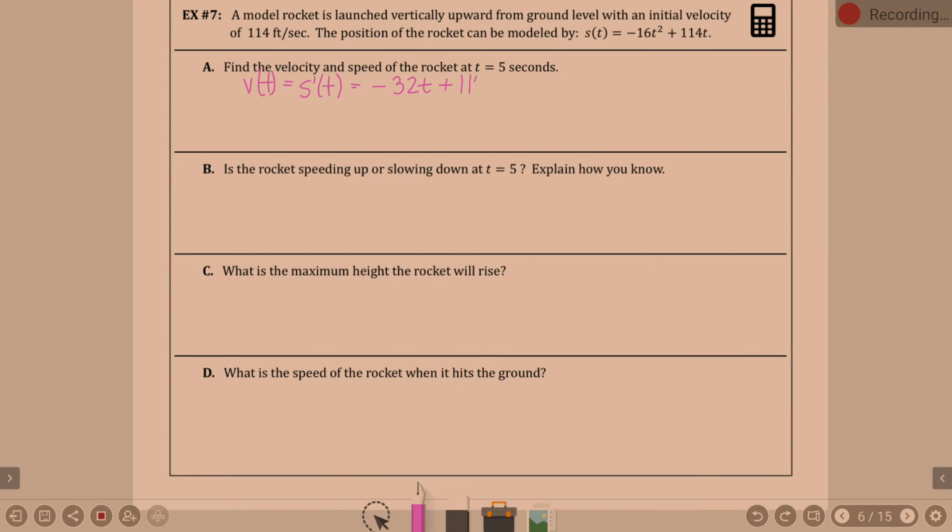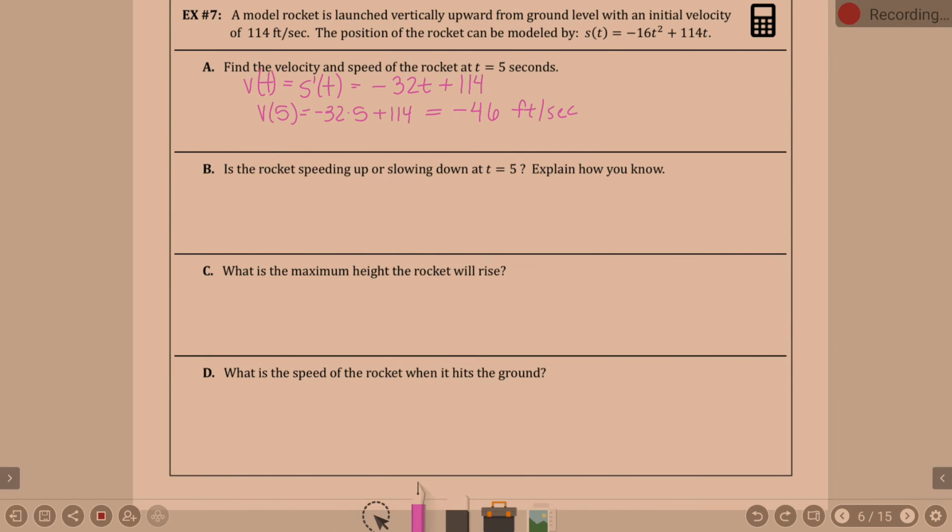Now, they wanted the velocity at 5 seconds. So v of 5 is negative 32 times 5 plus 114. My answer key says negative 46. Yes, I did that in my head. Negative 46 what? Feet per second. That is the velocity.